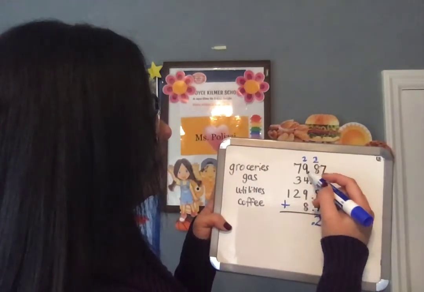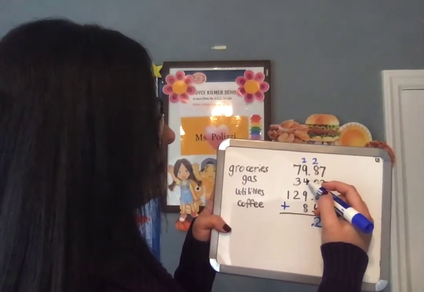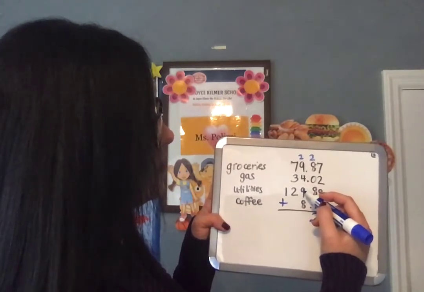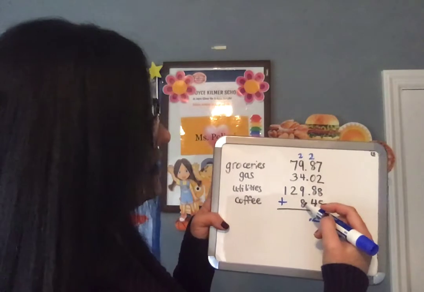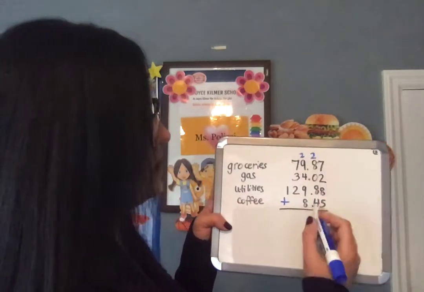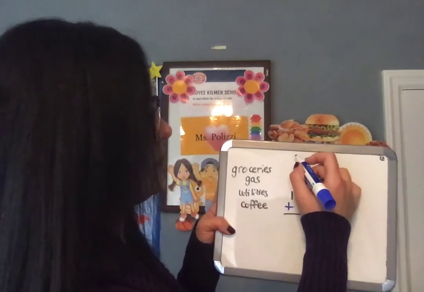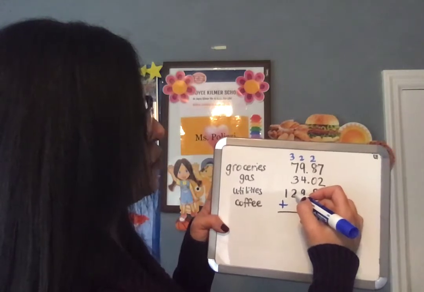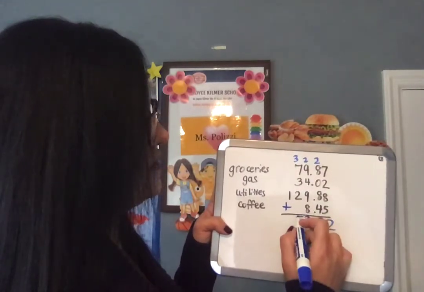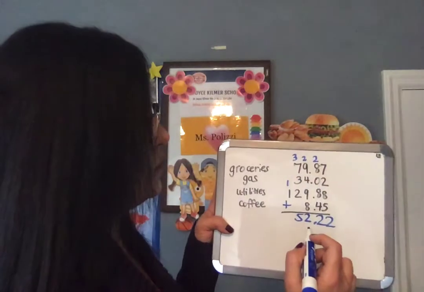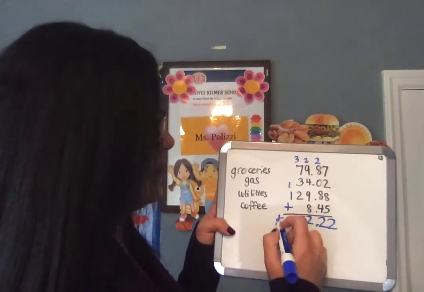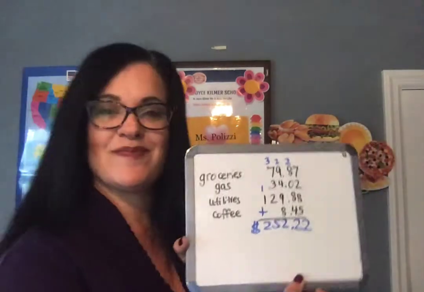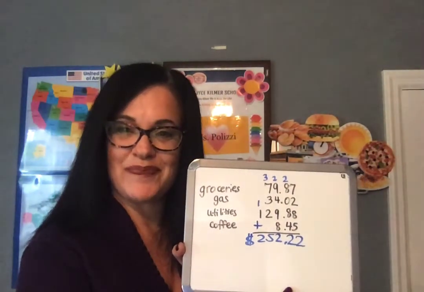So we have 9 plus 4 is 13, plus 9 is 22, plus 8 is 30, plus 2 is 32. Bring up your 3. 7 plus 3 is 10, plus 2 is 12, plus 3 is 15. Bring up your 1, and 1 plus 1 is 2. So Maggie spent $252.22. Okay? All right, let's look at the next page.